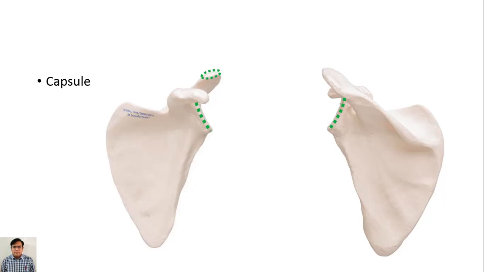Then the acromion process articulates with the clavicle and forms the acromioclavicular joint. So in this acromion process there is an articular facet for the clavicle. So around the borders of the articular facet there is attachment of the capsule of the acromioclavicular joint.